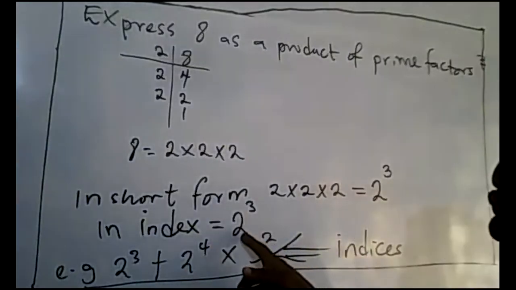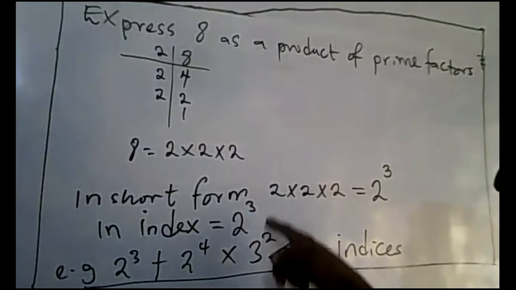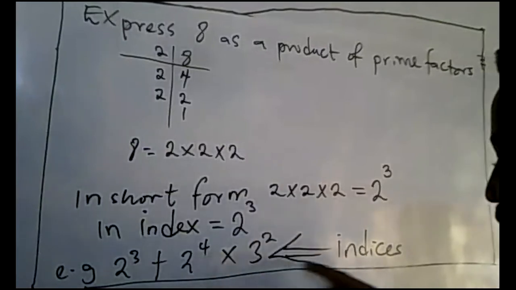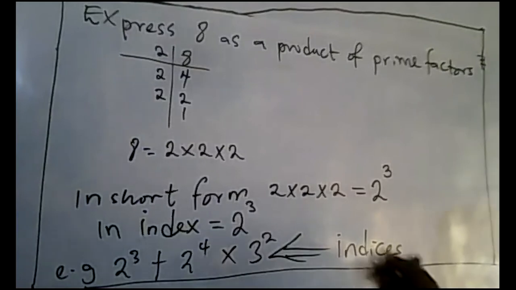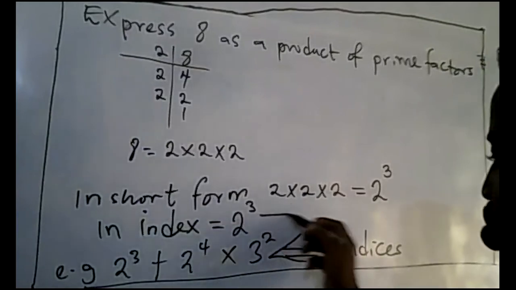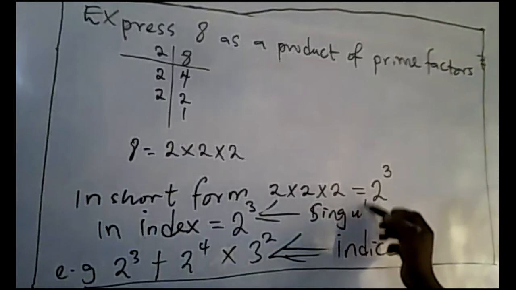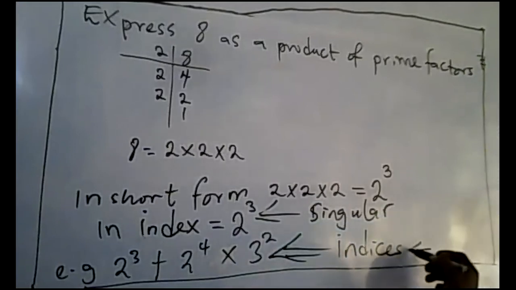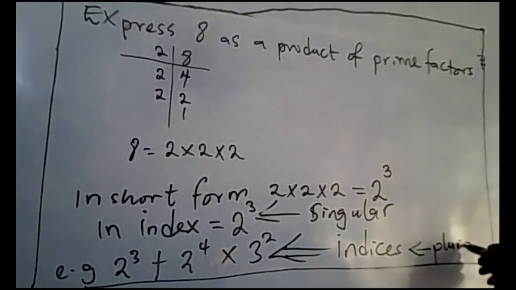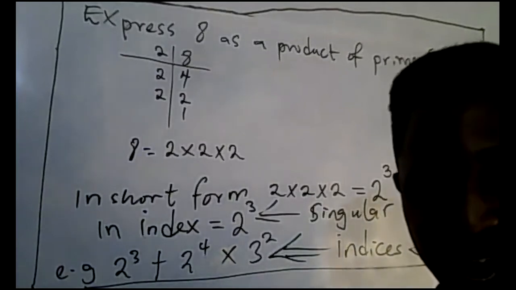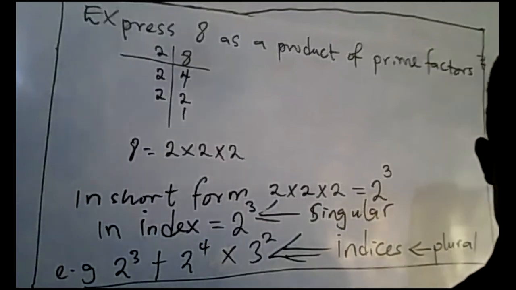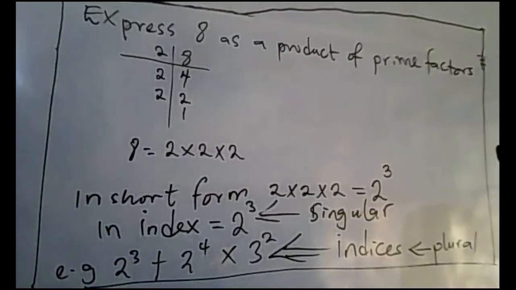Why is the power of 2 here 3? This one is an index, this one is indices. Singular, index. This is plural, so the plural of index is indices. I hope that is clear.